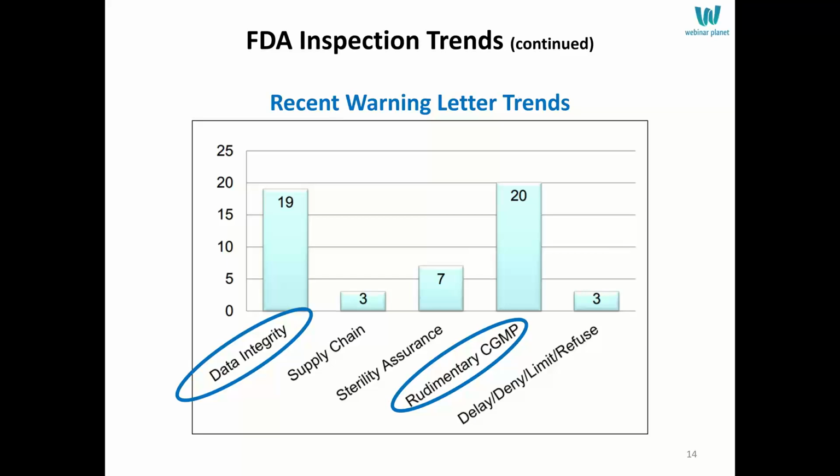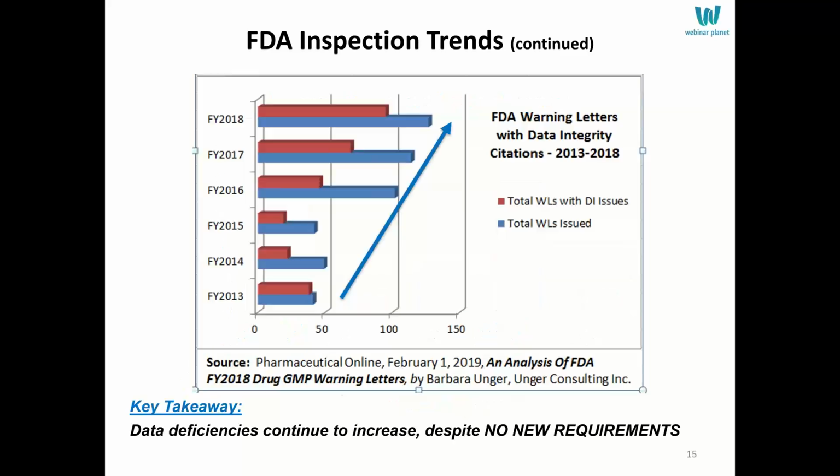And the trends show an enormous increase in data integrity issues, along with rudimentary CGMP issues. And that's one puzzle to FDA, because for the last 10 years, they've been seeing this happen, where all of a sudden companies are getting sloppy and not meeting what is required.